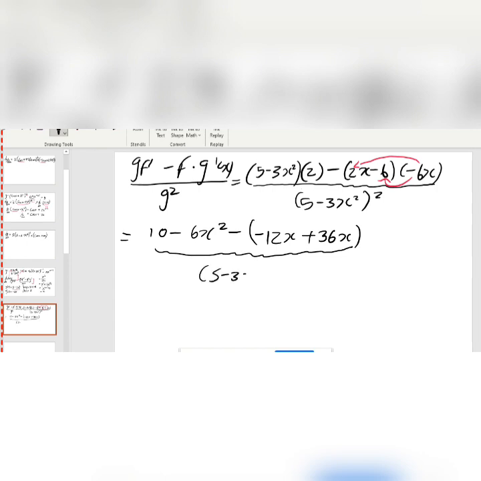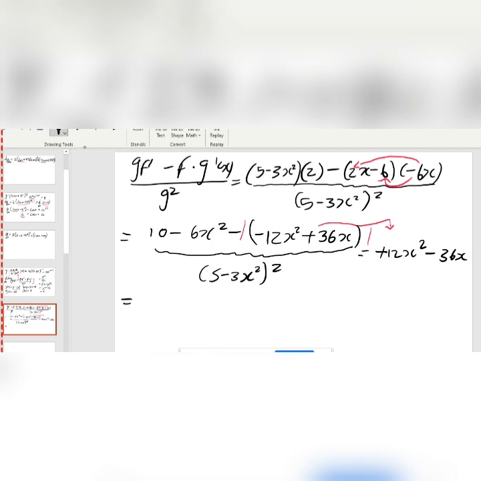All divided by 5 minus 3x squared, all squared. Oh, sorry, I forgot squared here. Sorry, I forgot to put 12x squared. When I multiply this 2, I'll get 12x squared. So I just remove the brackets here. I'll just write this down on the side here because of space. I just take this whole thing and remove the brackets. Then equals positive 12x squared minus 36x.